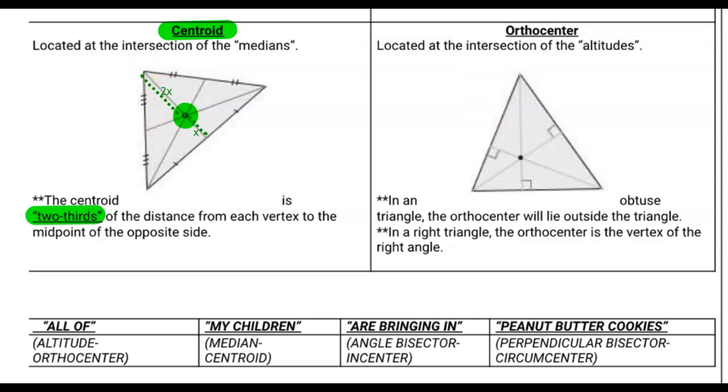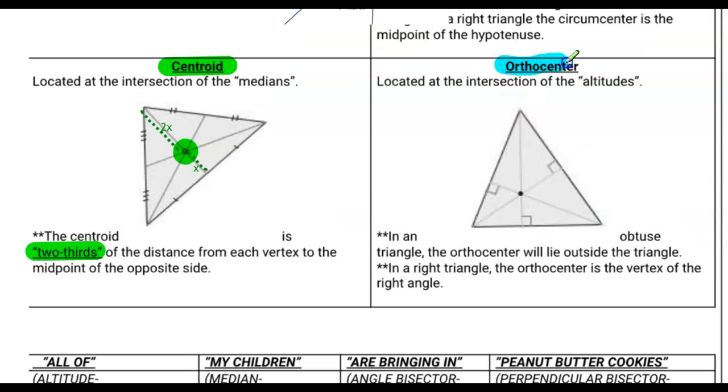Last but not least, let's talk about orthocenter. An orthocenter is located at the intersection of the altitudes. So hopefully you're seeing the pattern here. Each of these different types of lines are meeting at a different type of center. And this one is called the orthocenter. An orthocenter is important because in an obtuse triangle, the orthocenter is going to be outside. And in a right triangle, the orthocenter is going to be at the vertex of the right angle. But in an acute triangle like this, the orthocenter is going to lie inside.